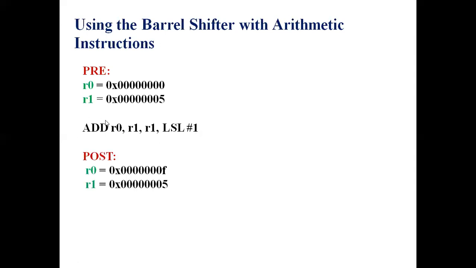After executing the ADD instruction, the content of R0 is 0F, the hexadecimal equivalent of 15, and the content of R1 is 5.